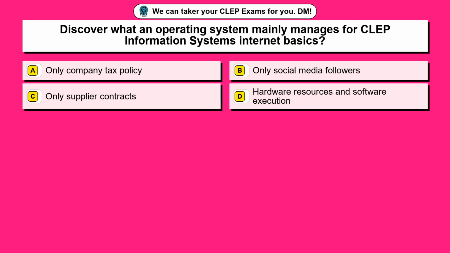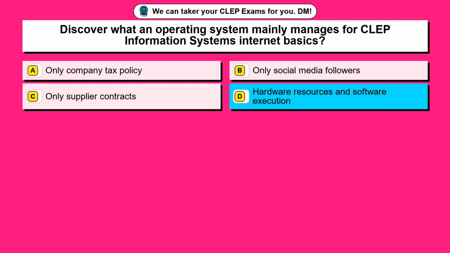Question 63. Discover what an operating system mainly manages for CLEP Information Systems Internet Basics. Option A. Only company tax policy. Option B. Only social media followers. Option C. Only supplier contracts. Option D. Hardware resources and software execution. The correct answer is option D.